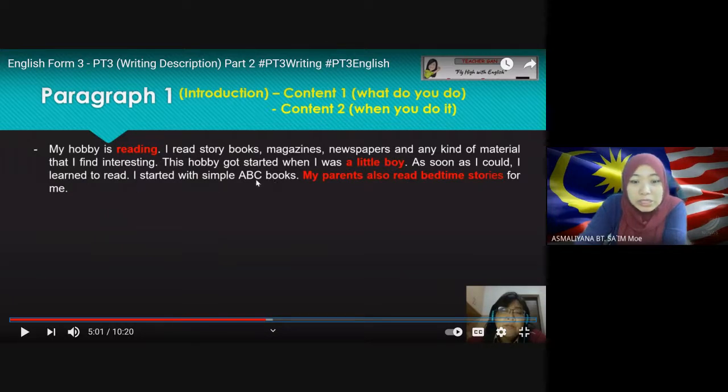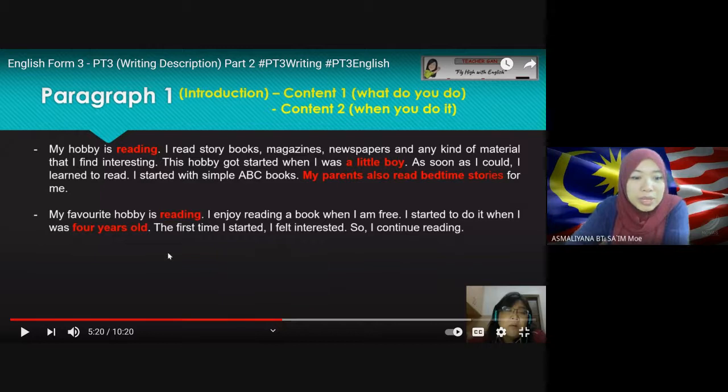So you see, this is example and it tells what happened. My parents also read bedtime story. Okay, for me. So this is when. A little boy, when? Masa bila? Masa bedtime stories. Alright? So you are answering the question and at the same time you are telling in stories, like telling people what do you do and you're giving more examples. Okay, next.